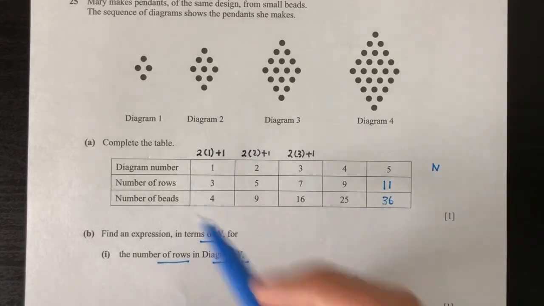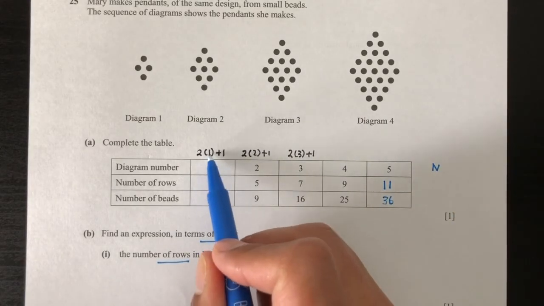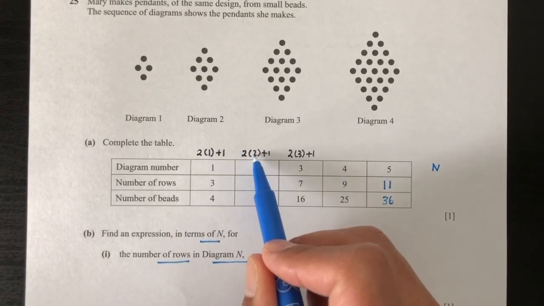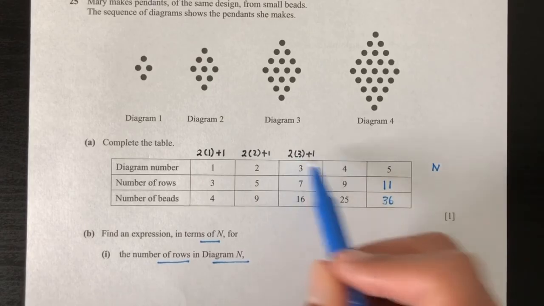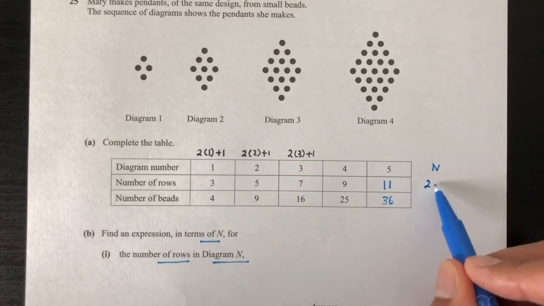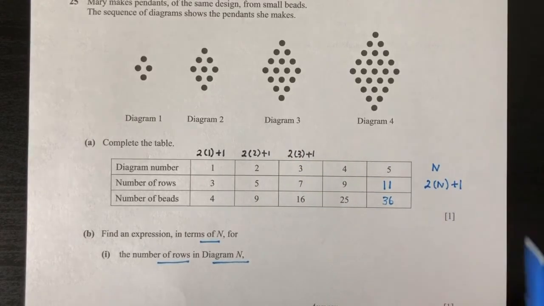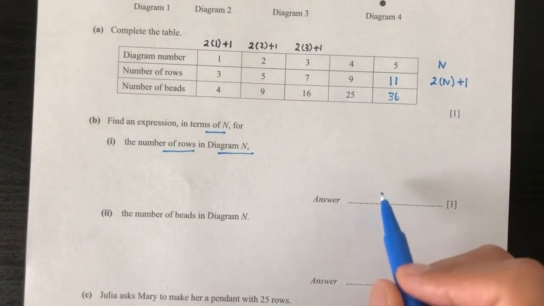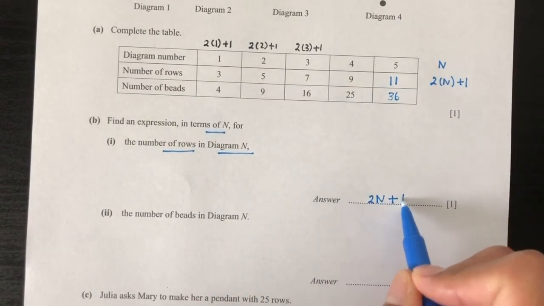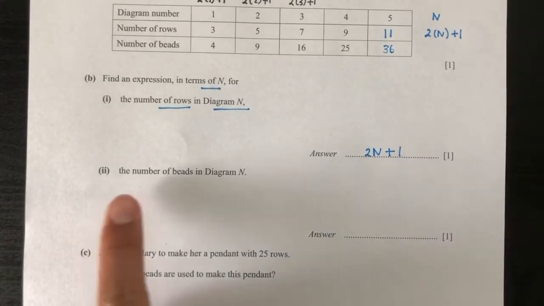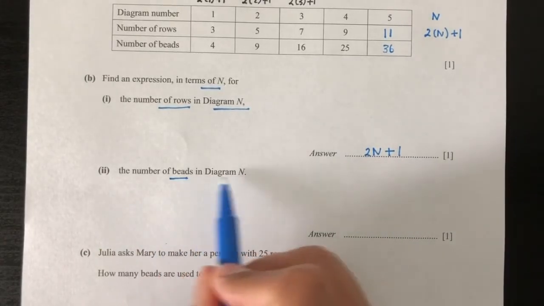So from what you can see here, when it is your first term, we have 1 here. Second term, we have 2 here. Third term, we have 3 here. So for the nth term, you will have n here. So that will be 2n plus 1. Now for part 2, the number of beads in diagram n.